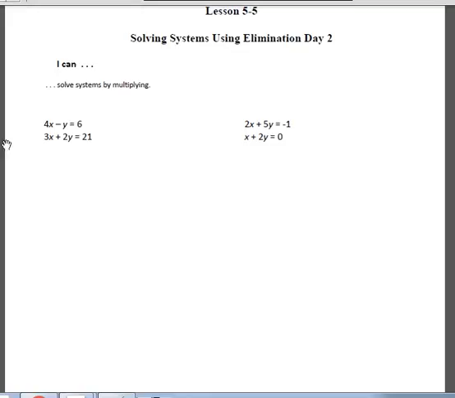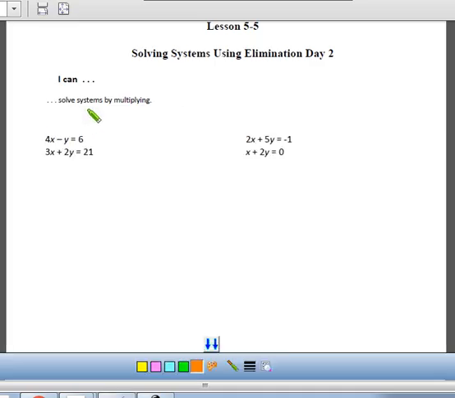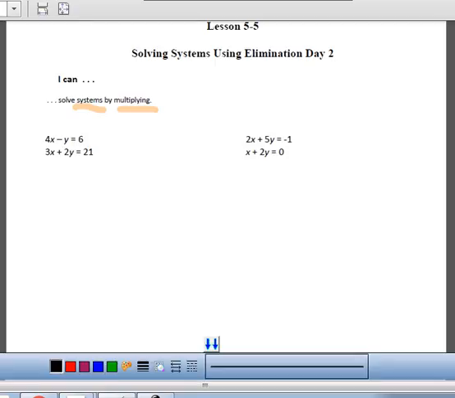Let's take a look at today's target. I can solve systems by multiplying. Now, multiplying technically is the first step. You're going to have steps to solving this, but I want you to realize that the first step is multiplying and trying to figure out what to multiply by. That is the key to solving systems using elimination.